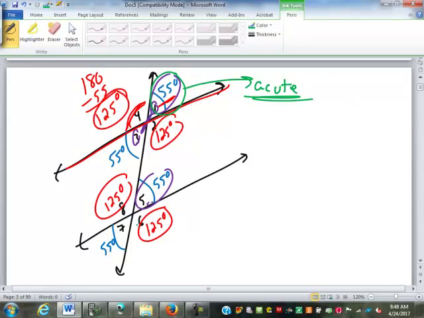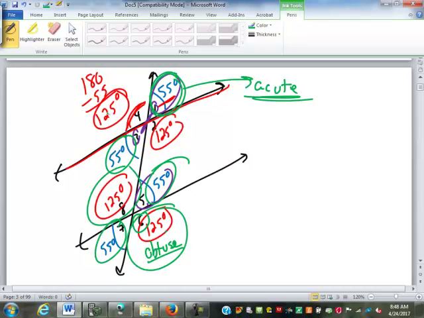So if I come down here, the 6 is bigger than 90 degrees. It's obtuse. That cannot be 55 degrees. It has to be bigger than 90. So I know that one can't be the same. So all the acute angles have to be 55. All the obtuse angles have to be the 125. Does that help at all?